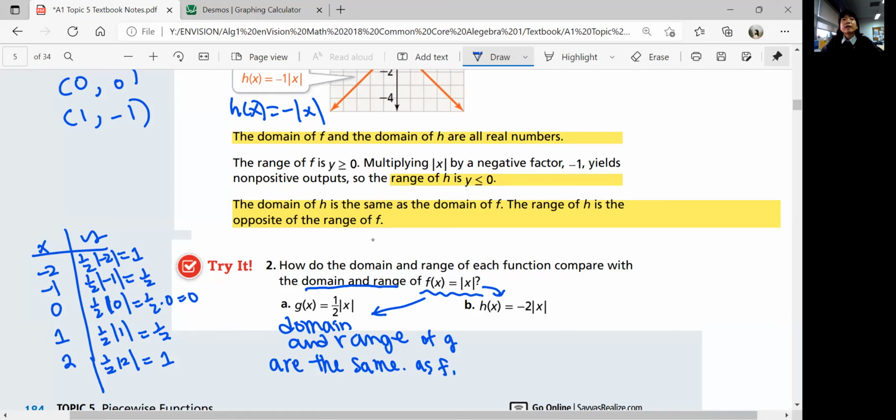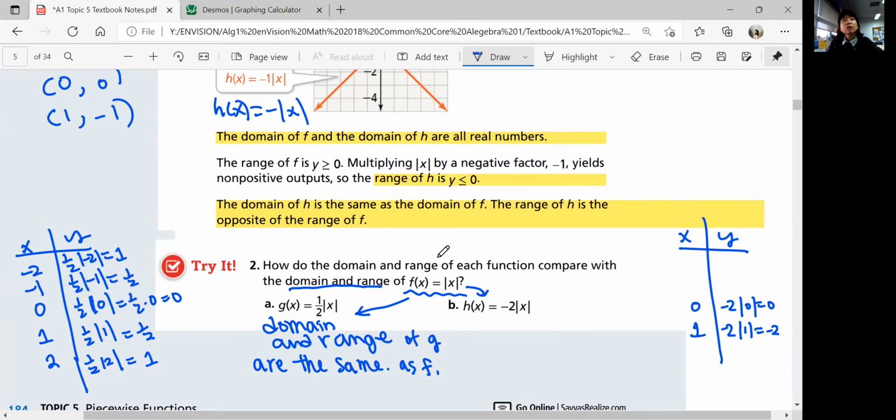Okay, part B. What about h of x is equal to negative 2 times absolute value x? Make a table and see how the numbers change. 0: negative 2 times absolute value 0 is 0. Okay, 1: negative 2 times absolute value 1 is negative 2, because absolute value 1 is positive 1, but positive 1 times negative 2 is negative 2. Does that make sense? You need to do the absolute value first and then multiply that number by the negative 2. So 2 would be negative 2 times absolute value 2, but that's negative 4.